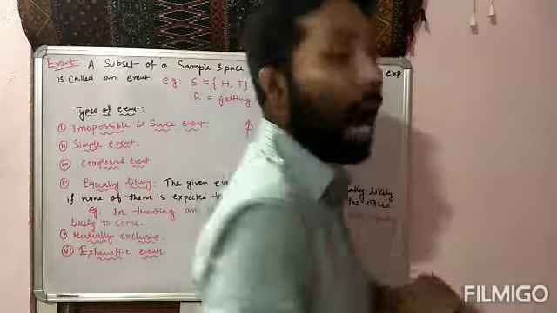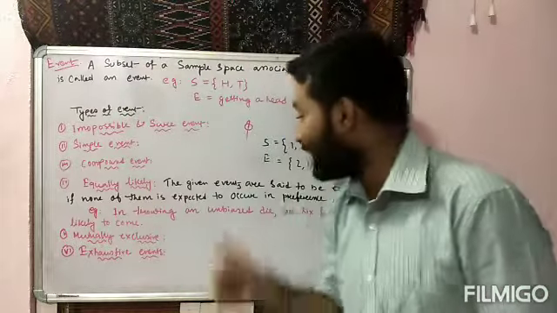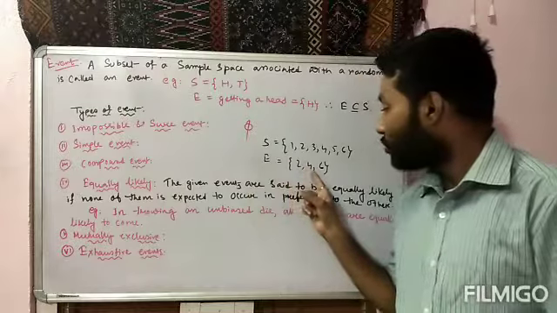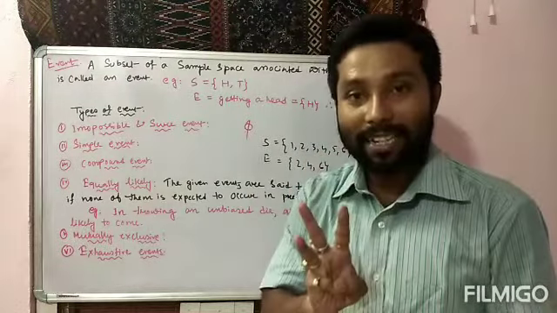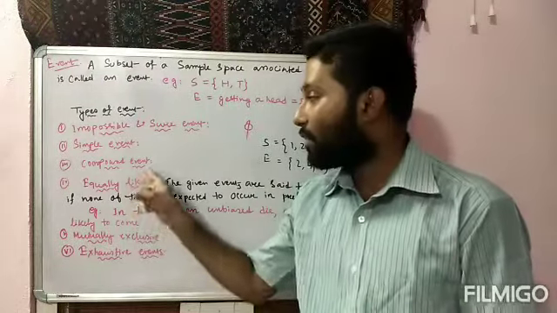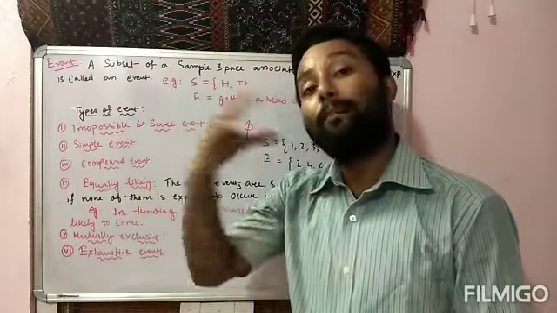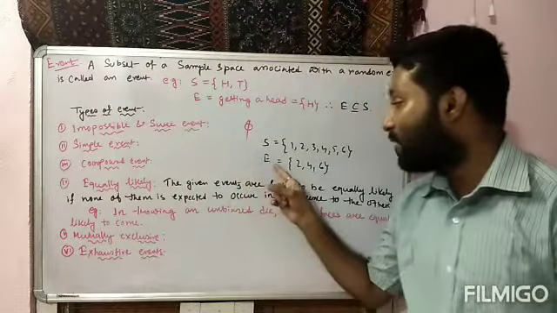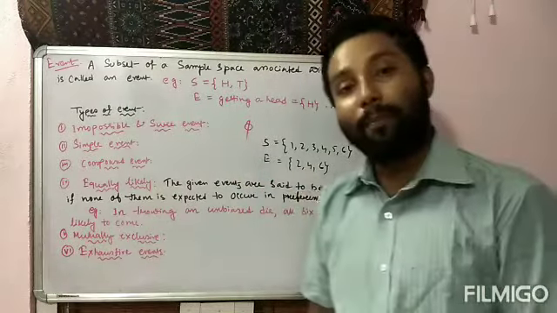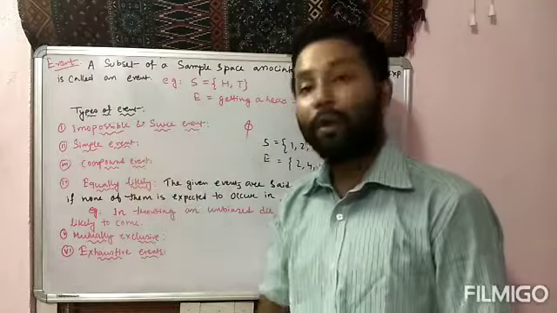Now can you tell me how many sample points are there in this event? 1, 2, 3. 3 sample points are there. So what is the definition of compound event? An event which has more than one sample point. So this is the event which has more than one sample point. So this is an example of compound event.